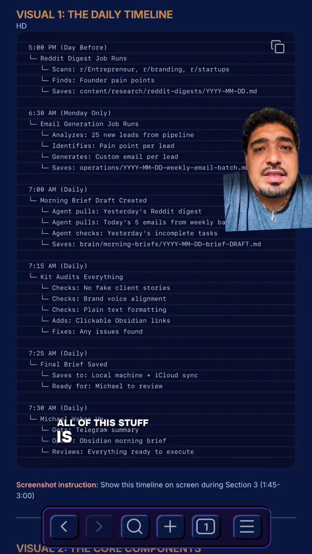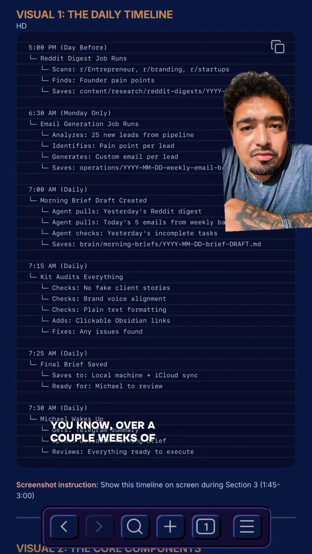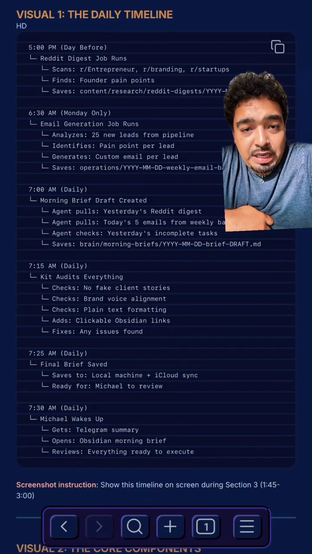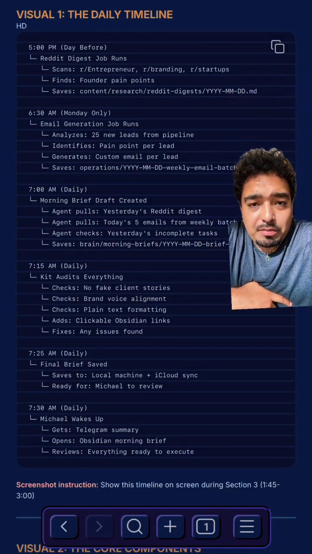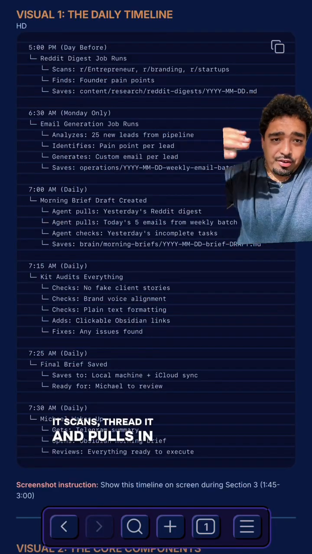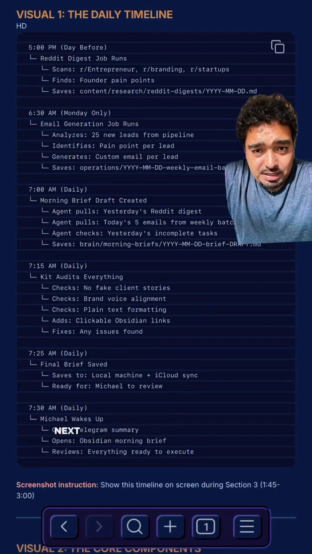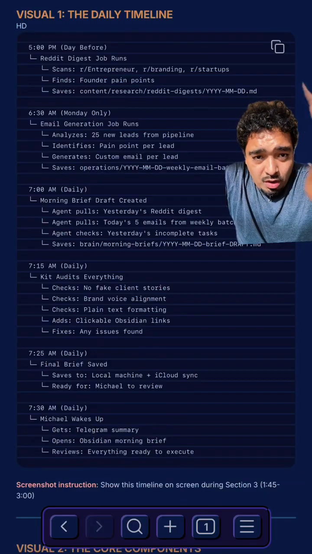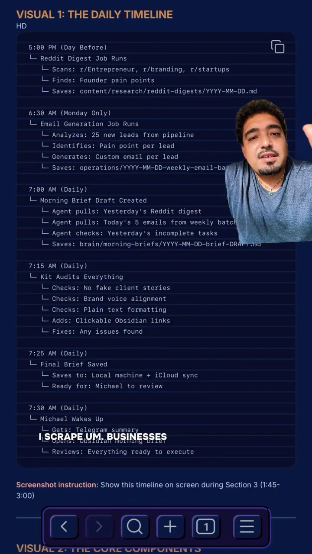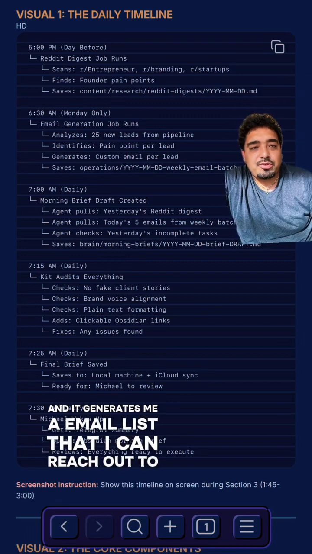All of this stuff I have set up where we've conversated over a couple weeks of what my goals are, and all these systems are built over a couple weeks. But this gives you a good idea of what you could do. So at 5 p.m. the night before, it scans Reddit and pulls in new ideas and new pain points from potential clients. Next, at 6:30 in the morning, only on Mondays, I scrape businesses, and it generates me an email list that I can reach out to for leads for the week.